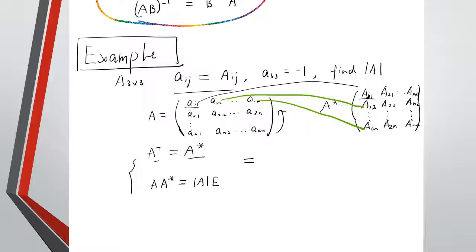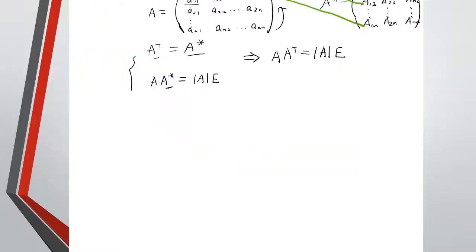Yes, of course. We can simply replace A star here with A transpose. Well, let's look at it. A times A transpose equals A's determinant times matrix E. Since we want to find out the value of determinant A, let's transform all the matrix A into its determinant.